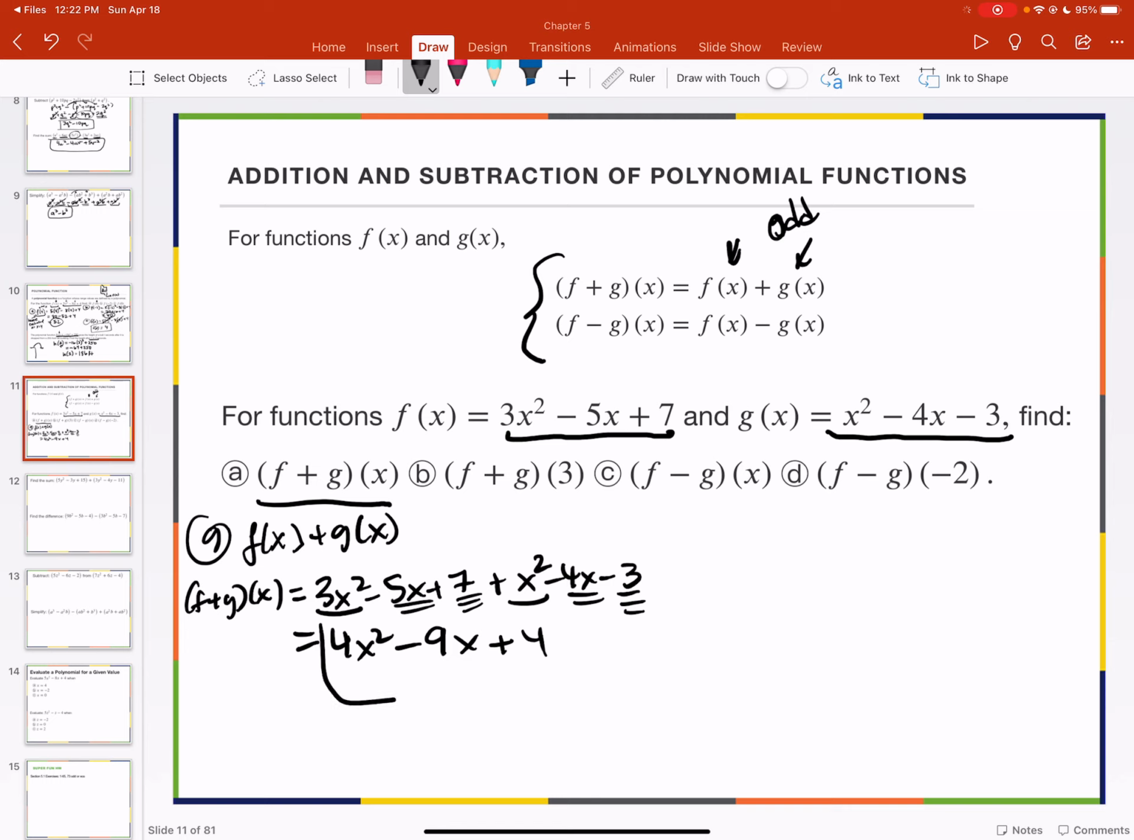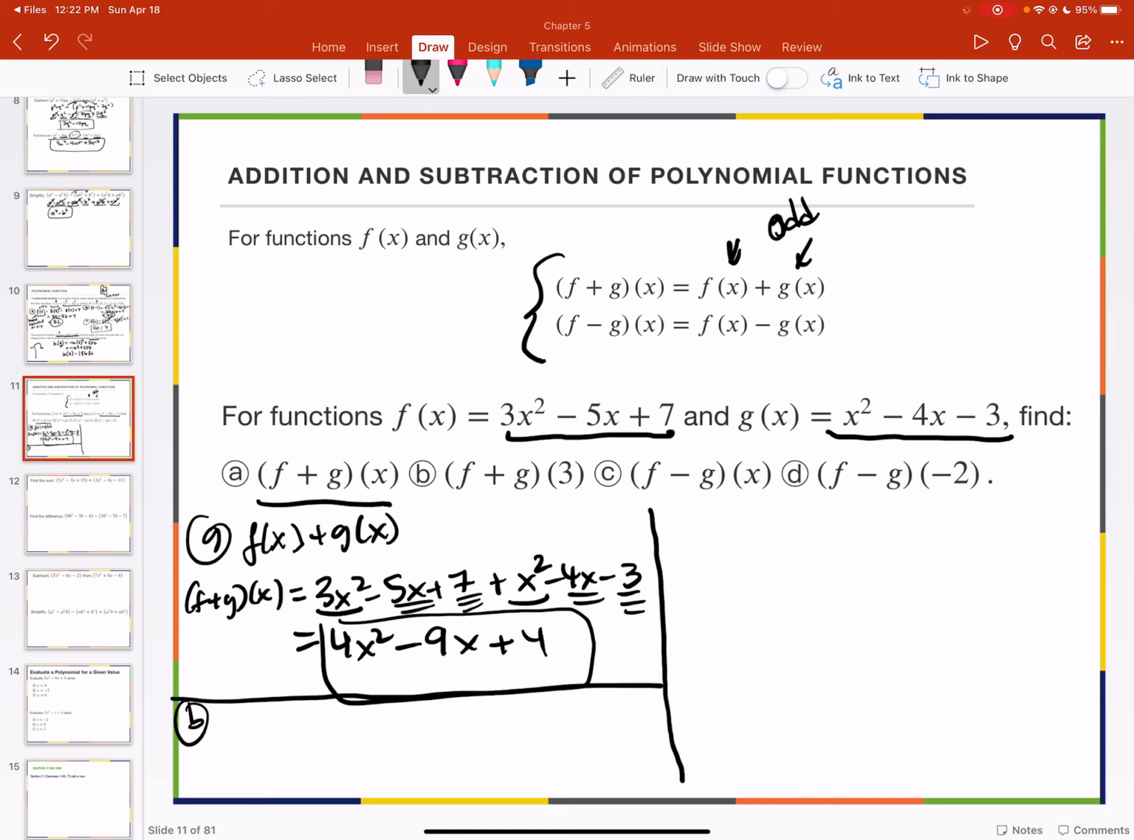Okay, see how we're becoming pros at this? All right, then B, f plus g evaluated at 3. So I'm actually going to put that here because we already did f plus g, but fine, we'll do it the other way. So there's 2 ways you could do this. What's the 2 ways?